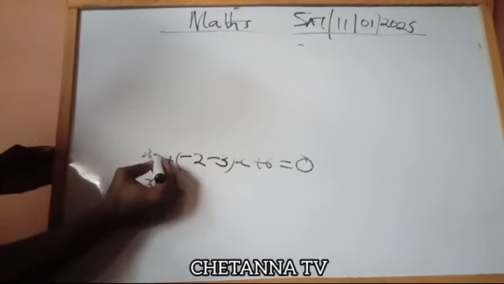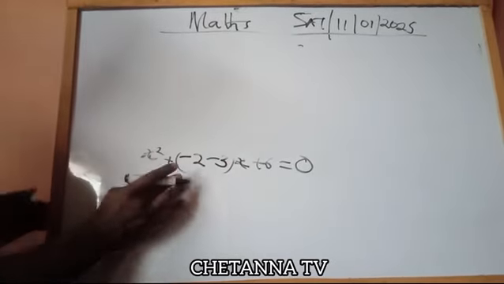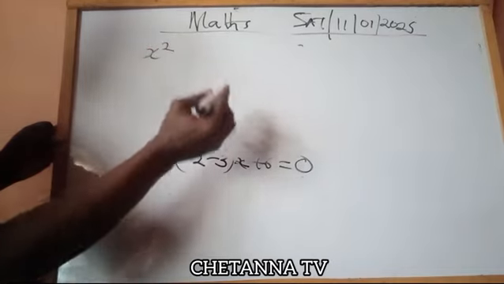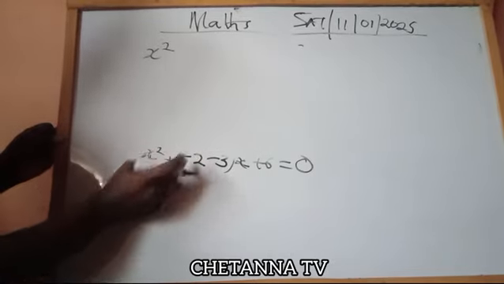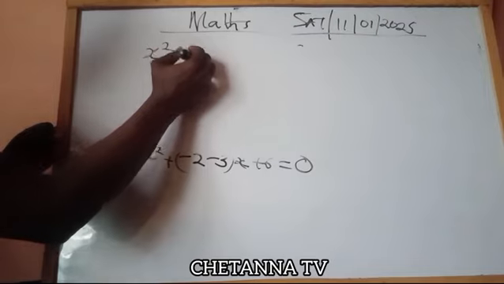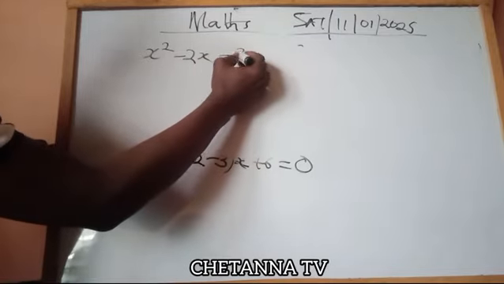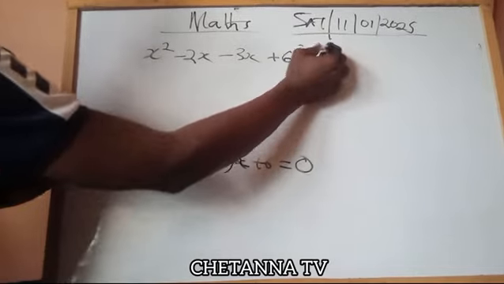So if you open up this bracket now, you have x squared, x times minus 2. Of course, it will overpower this plus. We have minus 2x. x times minus 3x plus 6 is equal to 0.